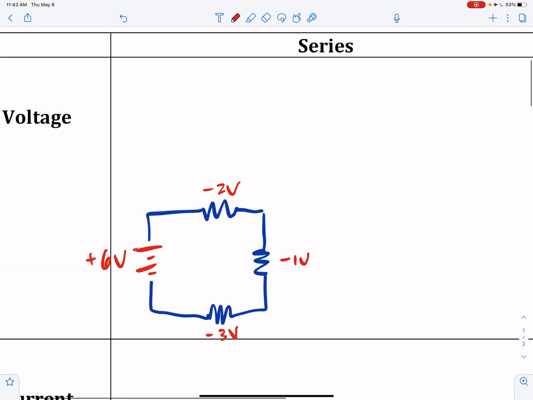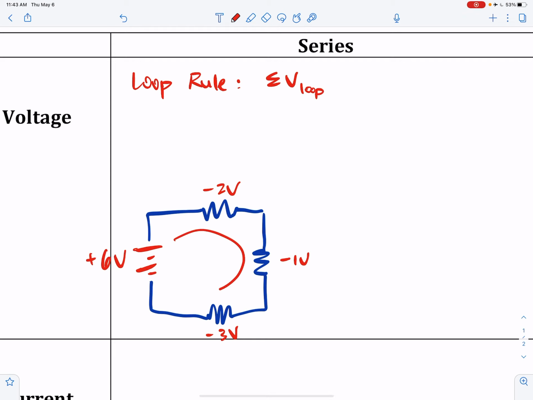So I'm going to write that up here, the loop rule, which is that the sum of voltages around any loop, and what I mean by a loop is that this is a loop, is equal to 0. The sum of the voltages around any loop. So in this loop, we're gaining 6 here, so we would have positive 6 plus -2 plus -1 plus -3 equals 0. And you would expect to see that around any closed loop in a circuit. The sum of the voltages is equal to 0 around any loop.